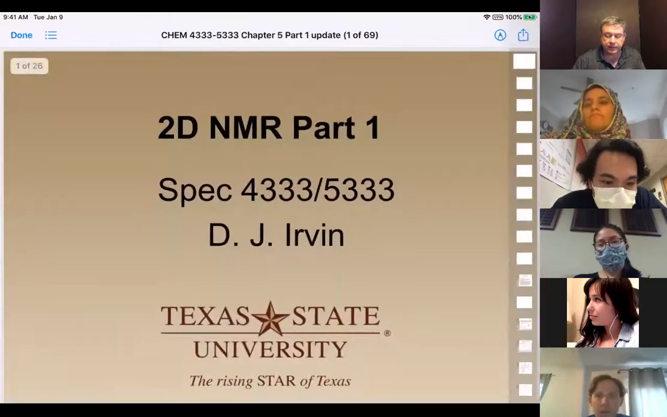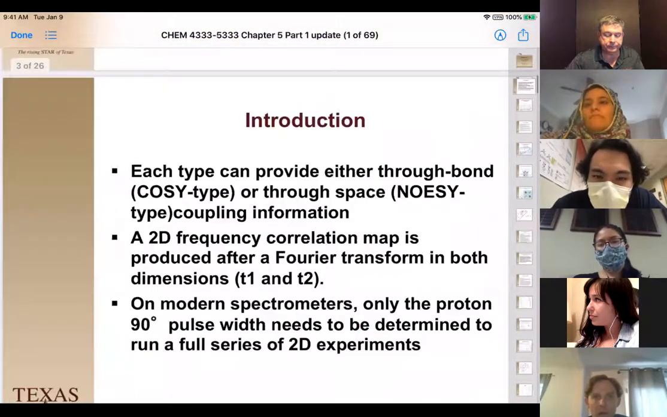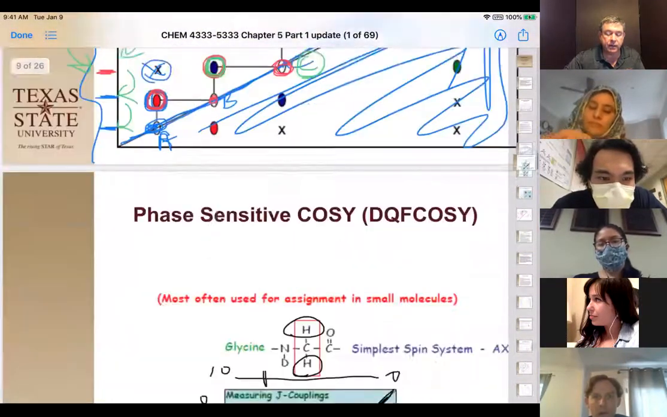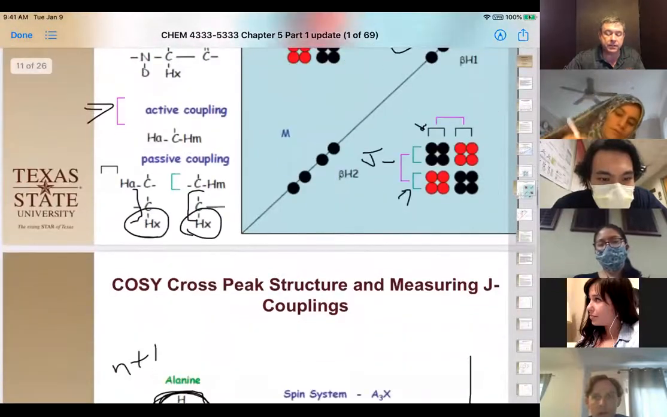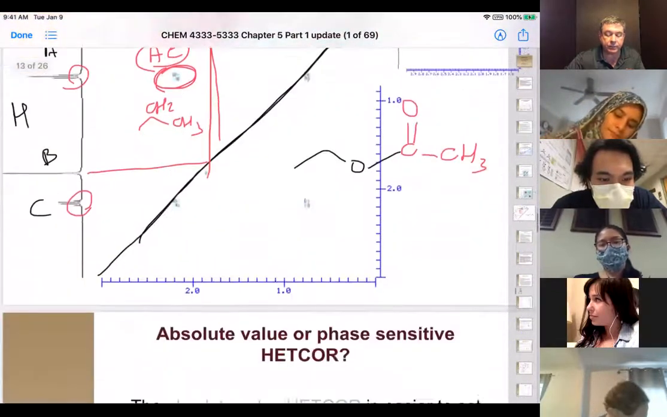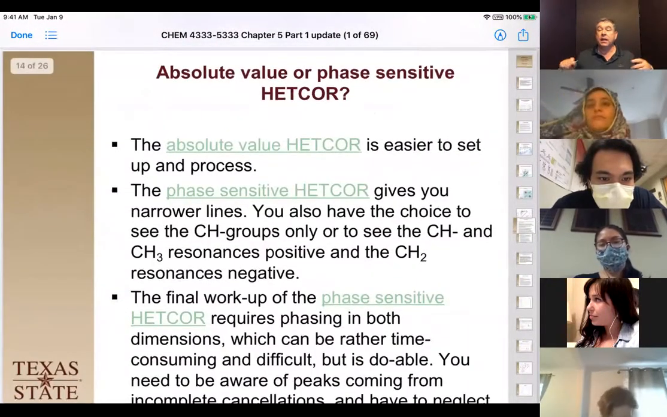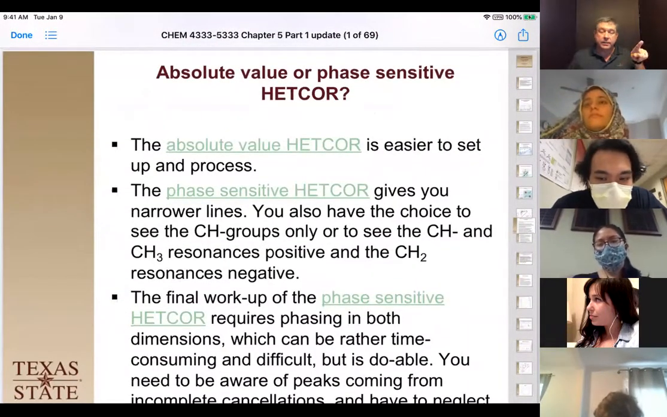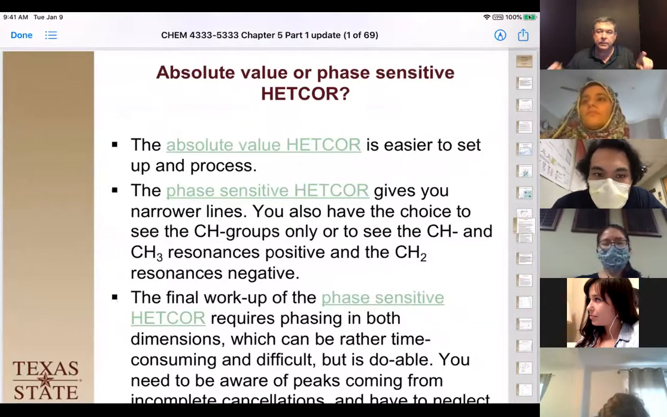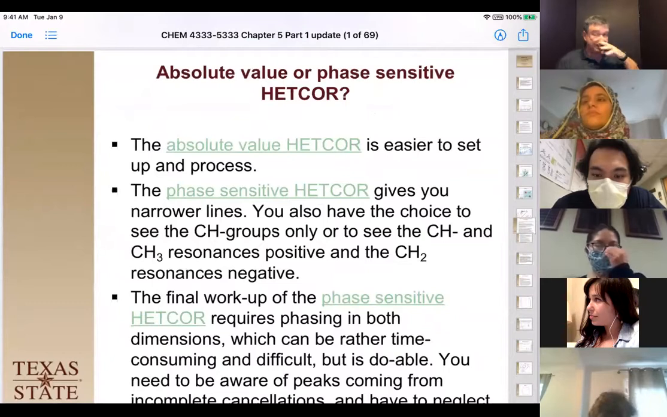All right, so that is COSY, and that's the first of our experiments here. Most of the time we are looking at just that 3-bond interaction, and that gives us a lot of information about this CH2 being attached to this CH2, but not this CH2. And that's where we get the most information from this.